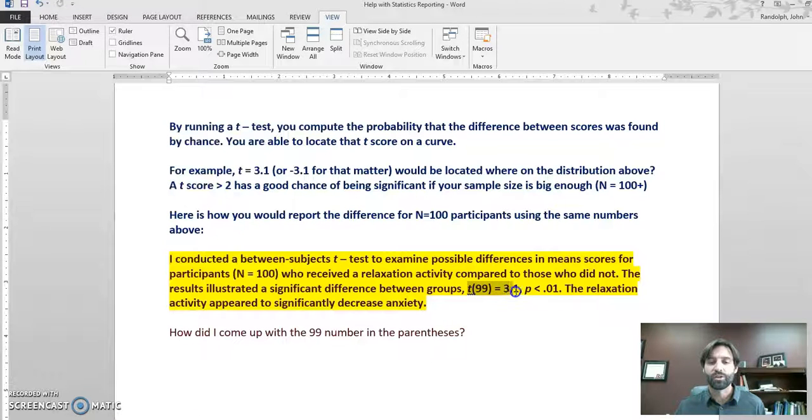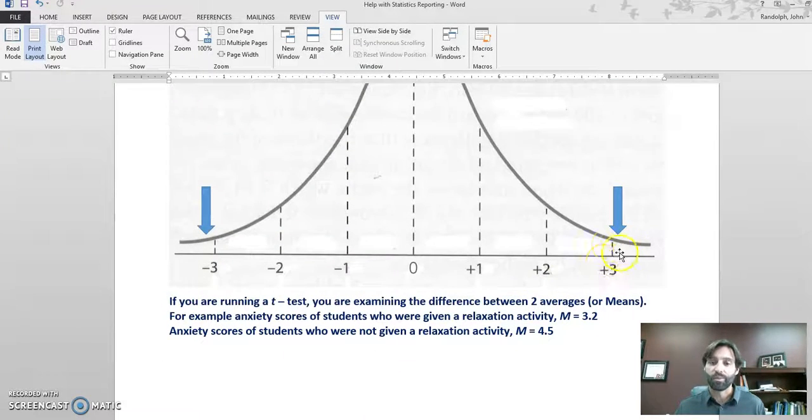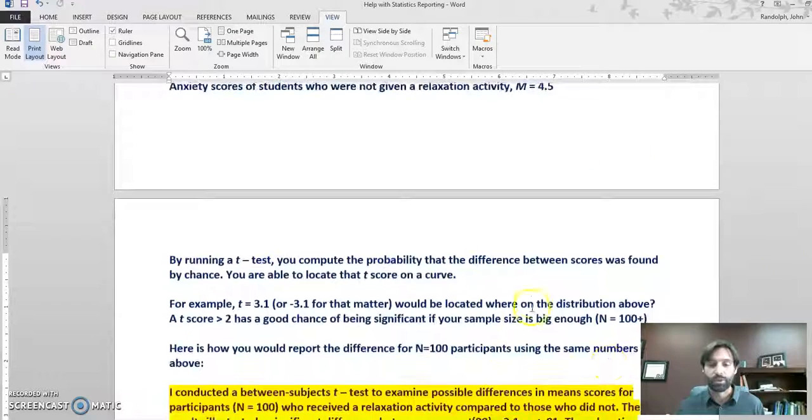Basically, it's telling you our t-statistic is 3.1, and the probability of us making an error, saying that this score is significant when it is not, is less than 0.01. Now, we usually talk about 0.05, but in this case, it was way out there in the tail. And 0.05 would be about right there, somewhere around 2, maybe a little above 2. So we did some good things. We found some significance.